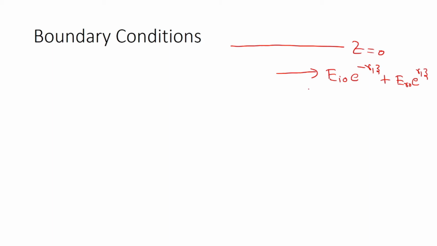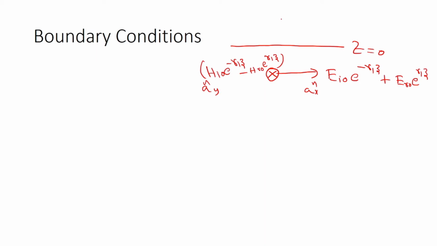These two are in the direction of Ax cap. Similarly, I had magnetic field intensity along the direction of Ay cap, whose magnitude was equal to Hi naught exponential of minus gamma 1z minus Hr naught exponential of gamma 1z. This is in the direction of Ay cap.